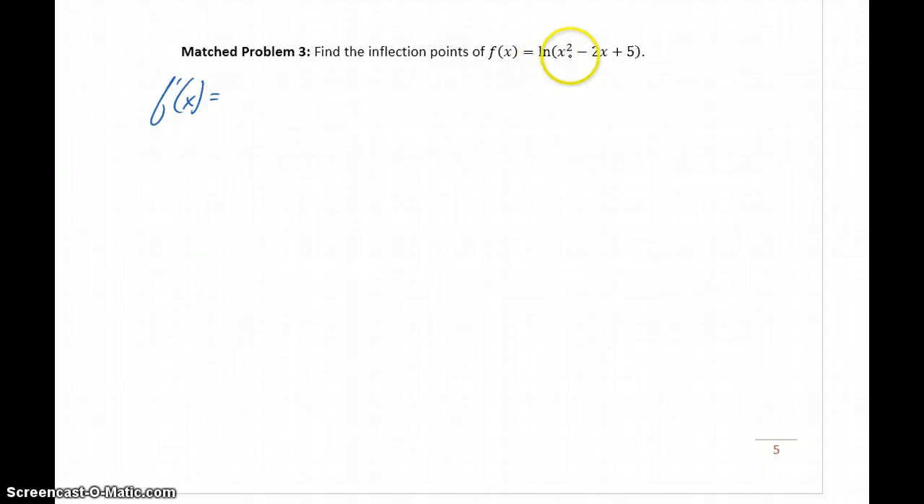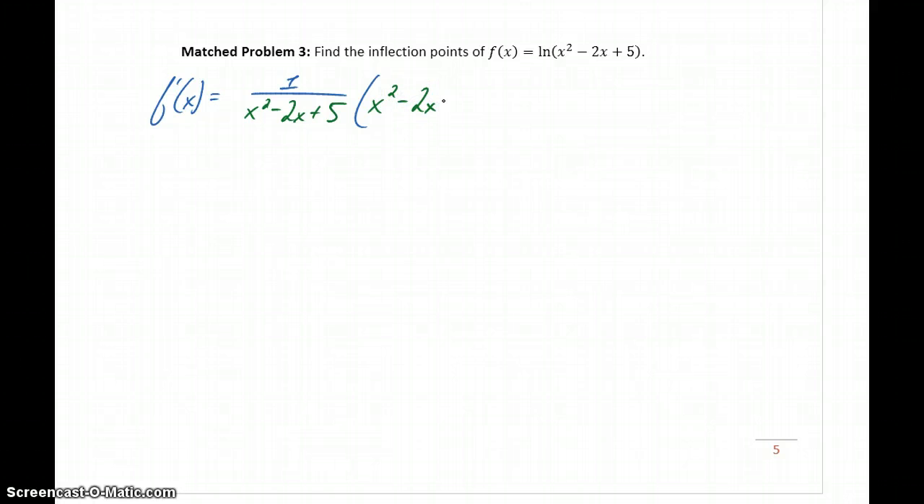So we have a composite function, the natural log of some function. So we can take the derivative as 1 over x squared minus 2x plus 5 times the derivative of that interior function, x squared minus 2x plus 5, which is going to give us 2x minus 2 over x squared minus 2x plus 5.